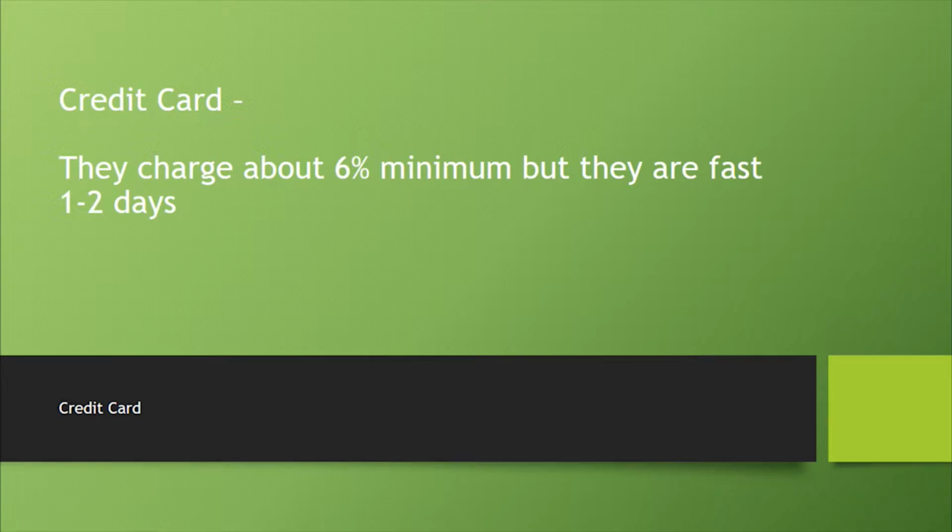So they are fast. It's usually 1 or 2 days compared to the ACH transfer. It's just a lot quicker. Again, this is business days, so don't forget, you put it in on Friday, the Saturday, Sunday come around, those days do not count.